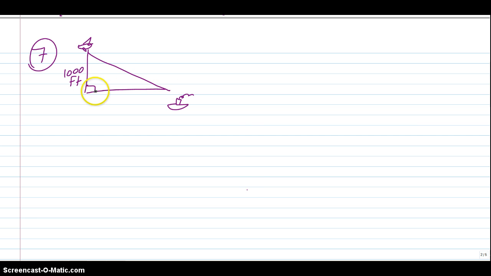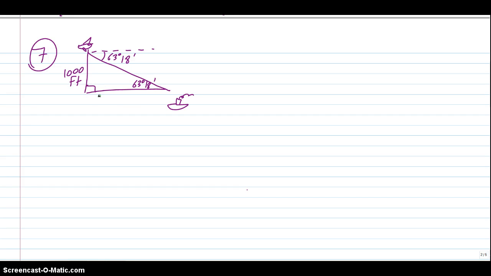Angle of depression is the angle that the plane would look down. So this is 63 degrees 18 minutes. Which, by the way, is the same angle that someone on the boat would look up towards the plane. Those two are parallel, they're alternate interior angles. You could use geometry there.